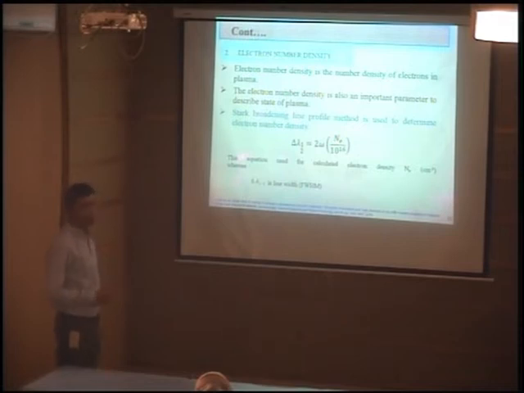Electron number density is the number density of electrons in a plasma. Electron number density is also an important parameter which describes the state of plasma, and the Stark broadening line profile method is used to determine the electron number density. This is the formula to calculate electron number density. Here delta lambda half is the full width at half maximum of any emission line. Omega is the impact factor, and this can be taken from the literature. N_e is the electron number density.